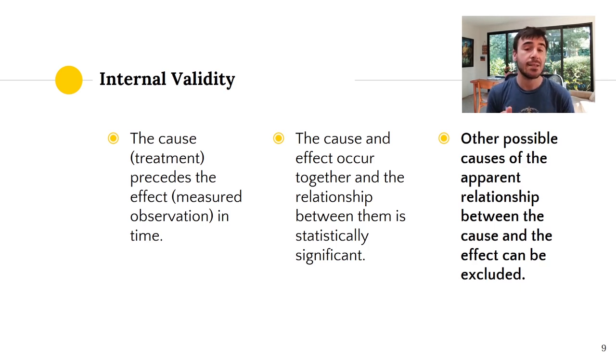Now, finally, and this is a key part of internal validity, other possible causes of the apparent relationship between the cause and effect are excluded. And so when we think about, for example, auxiliary hypotheses or alternative hypotheses using inference, that is what we do. Very often as scientists, we'll take measurements, not because we actually are interested in them, but because we want to exclude other possible explanations for the data and exclude other explanations for causal relationships.